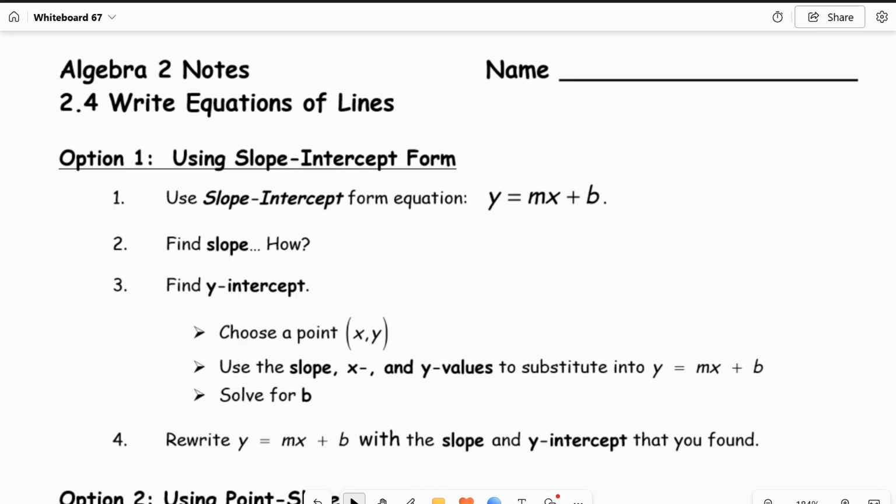Remember, our slope equation is m equals y2 minus y1 over x2 minus x1. Once we've found the slope, we can find the y-intercept. We can do this by choosing a point and using its x and y values to substitute into y equals mx plus b. Then we can solve for b from there. Finally, rewrite the equation with both the slope and y-intercept that we just found.